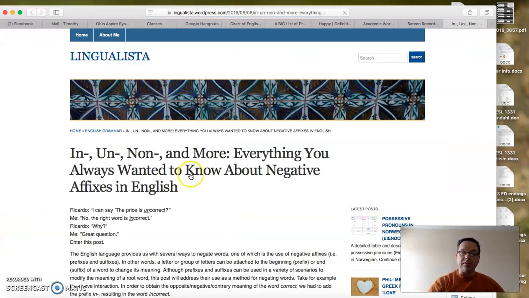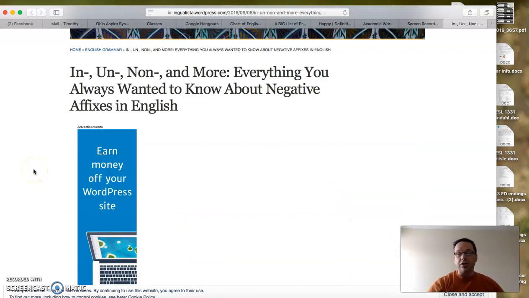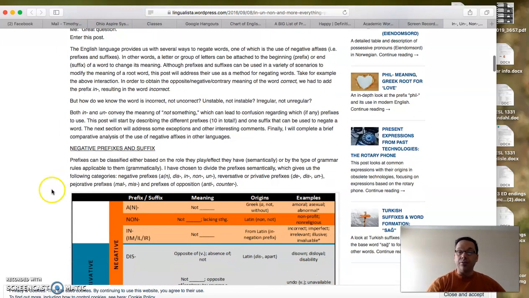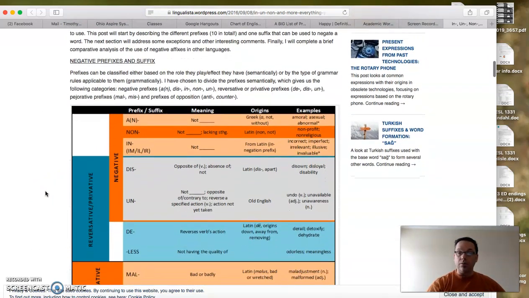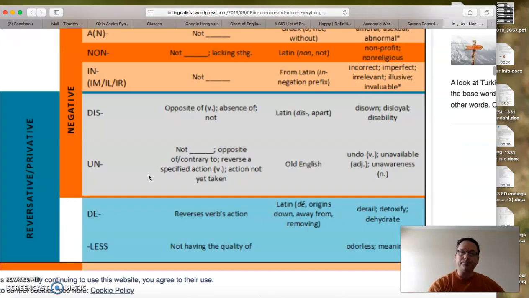Let's look here at this website. Right? This website here, which I'm just going to share with you, has a lot of information about the negative prefixes. They call them affixes. Prefixes and suffixes are all called affixes. But this talks about in, un, and non. And then some more down through here that you can read on your own. The thing that I wanted to show you, if we look here.